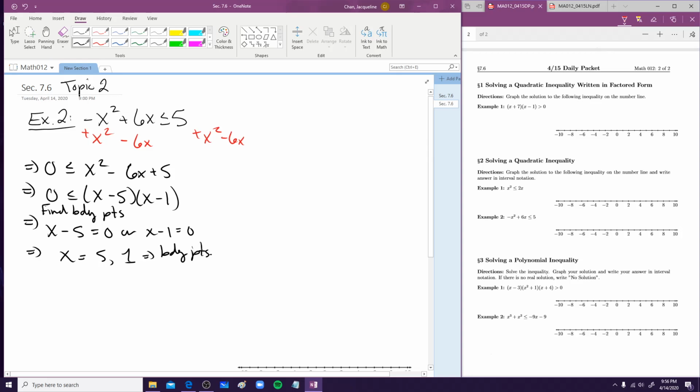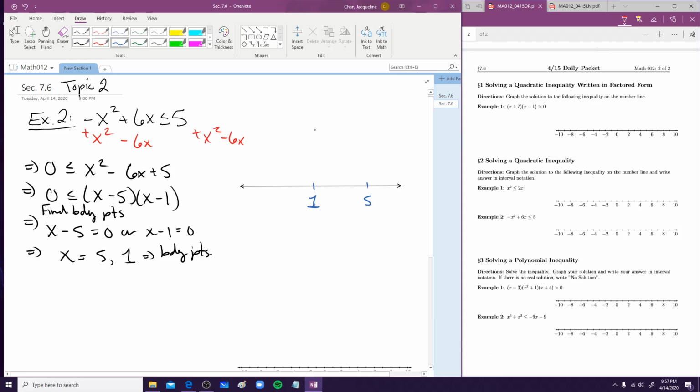Okay, so what are we going to do with these boundary points? We're going to plot them on a number line. So we're going to draw a number line. Okay, I'm going to use my handy tool, and I'm just going to plot the points. So I have 1 and then 5. Make sure when you plot them, you have to go from least to greatest, right? So 1 is smaller than 5, which is why I plotted it first.